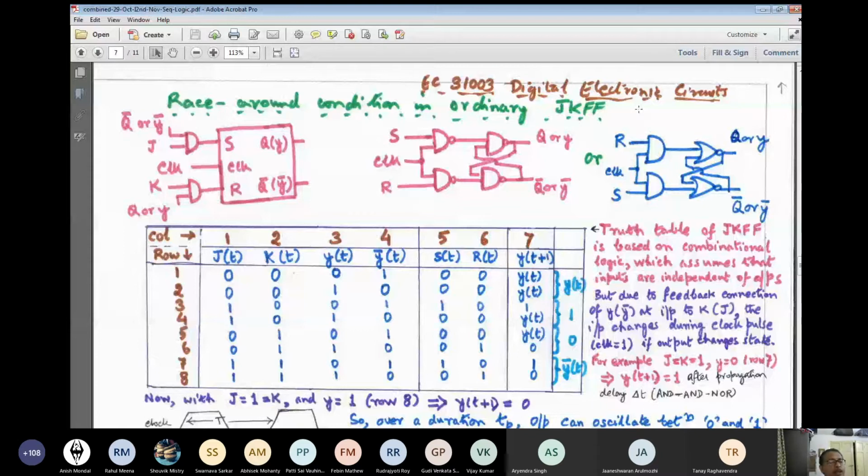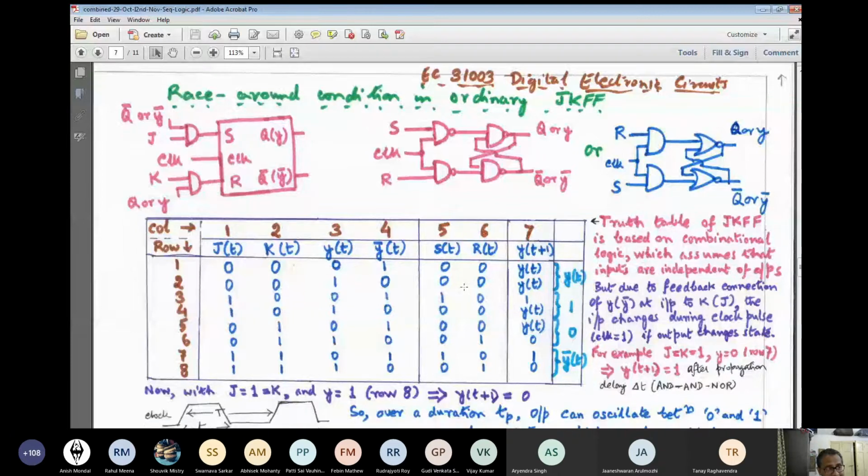Now J and K are 2 excitation inputs, so we are taking into account all possible 4 combinations: 0 0, 0 1, 1 0, 1 1. The output Y can be either 0 or 1. Clear? That means for J and K both remaining at 0, the present output state of the flip-flop can be either 0 or 1. So the first row will correspond to that.